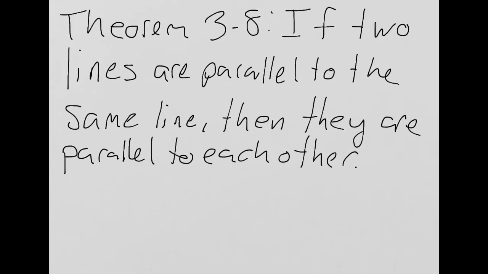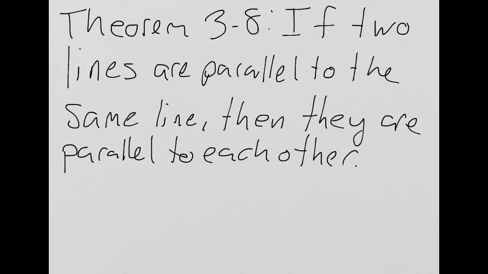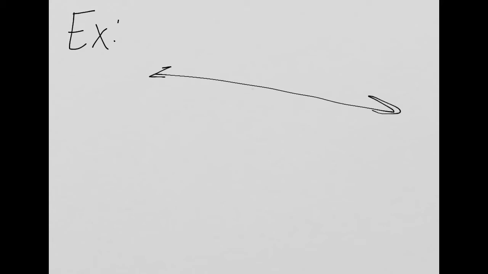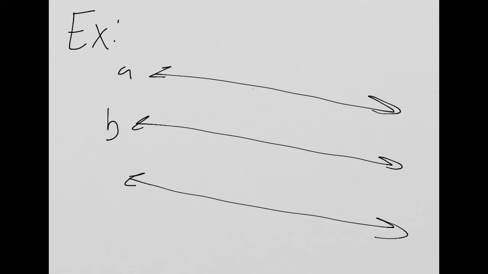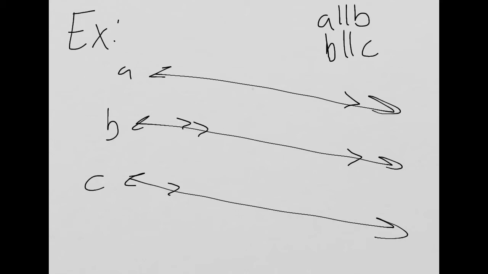Our first theorem is going to be theorem 3-8, which says if two lines are parallel to the same line, then they are parallel to each other. So let's take a look at this in terms of a diagram. Let's say that we have three lines here. Call them A and B and C. And let's say A is parallel to B and B is parallel to C.